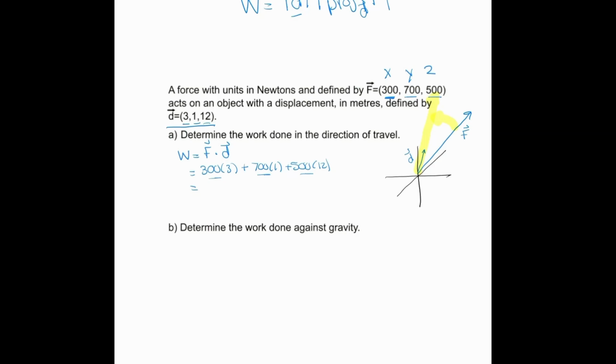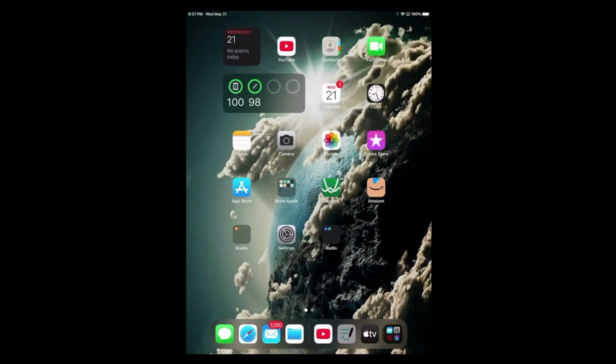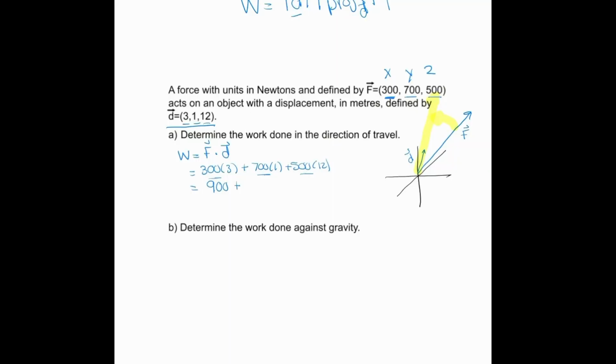So we end up with 900 plus 700, I hit a button, plus 6,000. And that gives us 7,600 newton meters, or remember, we can say that that is joules. Work can be measured in joules.